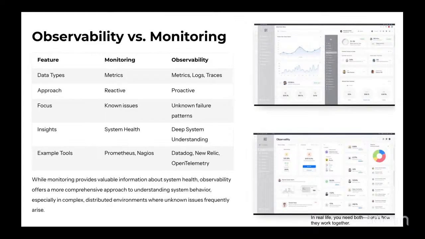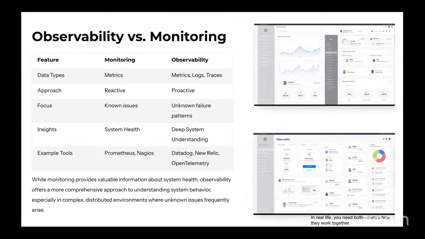Example tools for monitoring are Prometheus, Grafana, and Nagios. For observability, we have New Relic, Datadog, and OpenTelemetry. For some time now, I've had the chance to make use of Datadog and New Relic, and you can see everything in observability placed on one platform for you. You don't have to leave that window before you can trace what is going on in your system. If there is an error, there are links that take you onward to pinpoint what's actually wrong.